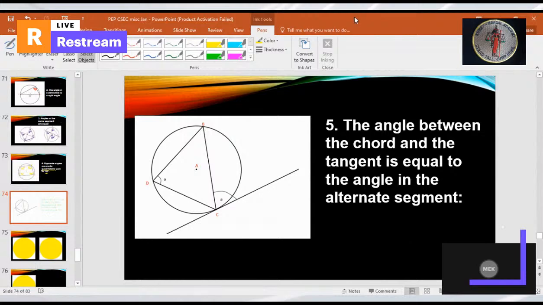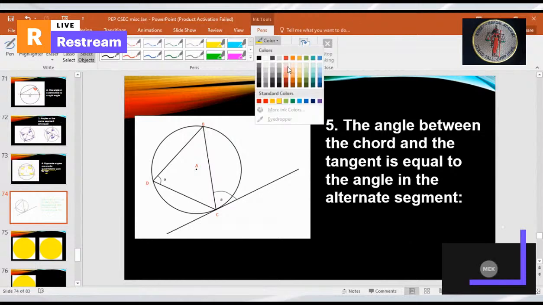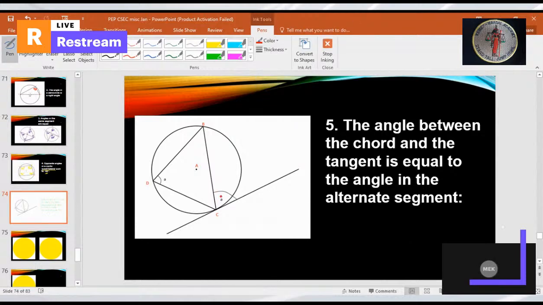So the angle between the chord and the tangent is equal to the angle in the alternate segment. We already defined the chord, so we know this is a chord, this is a chord, this is another chord. So which of the chords are they talking about? Well, they did say the chord and the tangent.